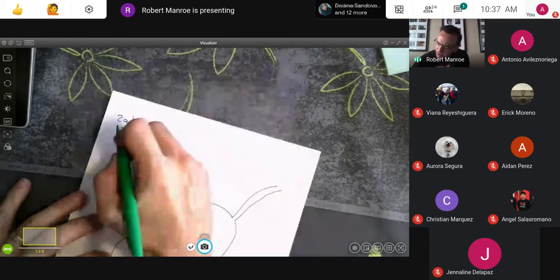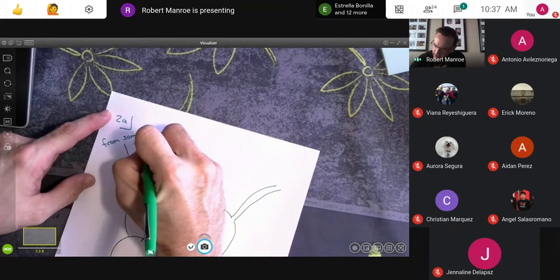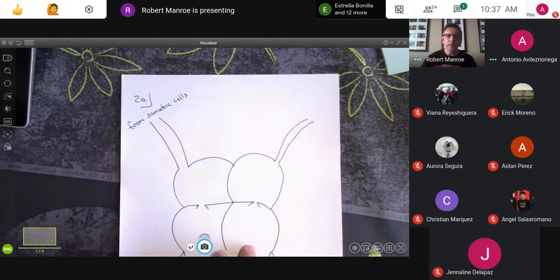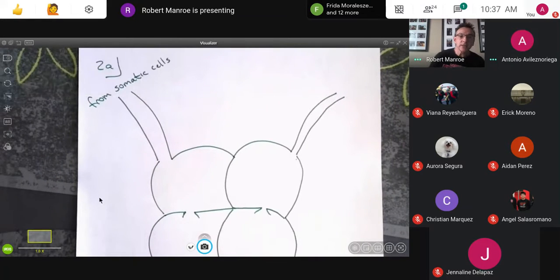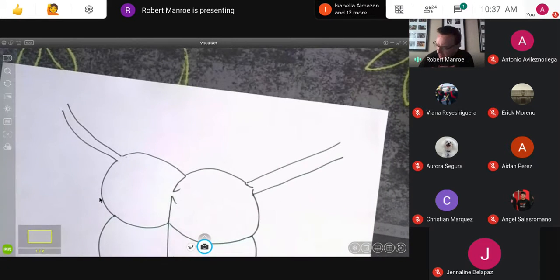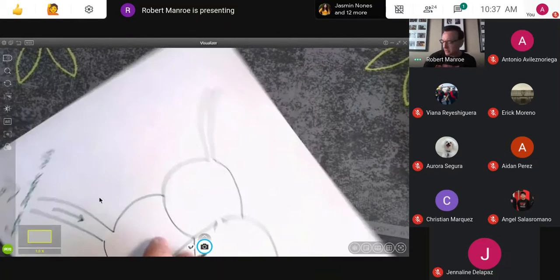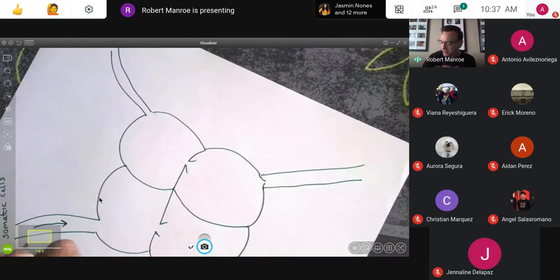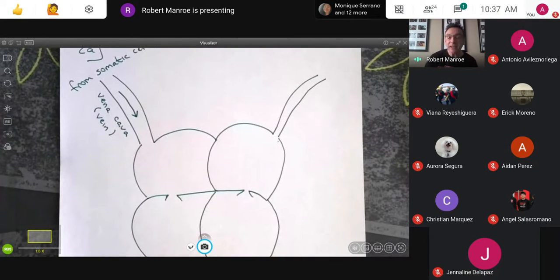All right. So this blood is coming from somatic cells. What are somatic cells? Body cells. Body cells, okay? So the blood is coming back from the body, okay? Blood is coming back from the body through a type of blood vessel called the vena cava. Some of your professors will call it a vena cava. Okay, it's just a vein. Veins always bring blood back to the heart, okay?